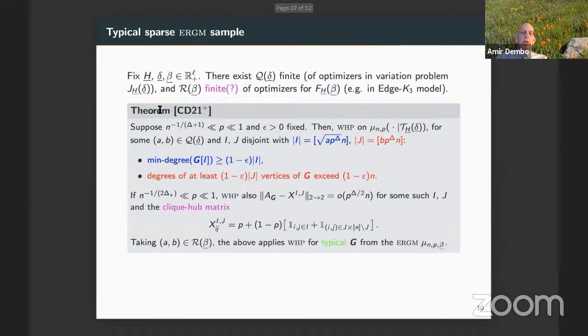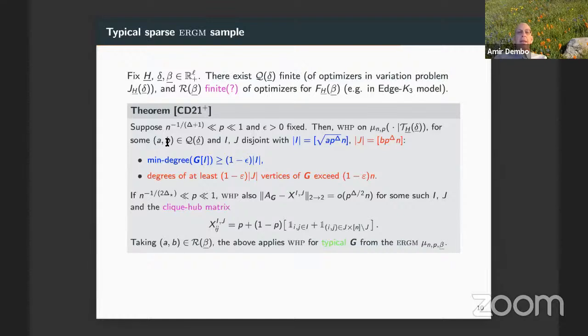Under this condition, in this paper with Nick that I mentioned, and in the process of writing, we have the following result, which is a formal way of expressing what I wrote in the earlier slide. You take p in the range I mentioned, you take a fixed epsilon, then you look at the Erdős–Rényi random graph model conditioned on the rare event. A sample from the graph conditioned on the rare event, with high conditional probability, will have the following structure. You choose one of these optimizers, if there are more than one.